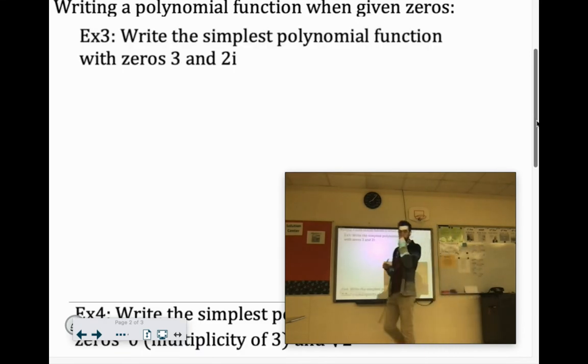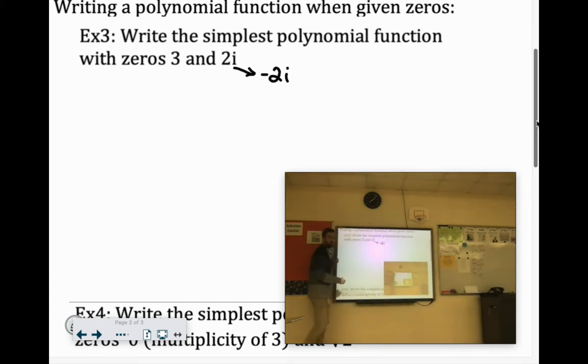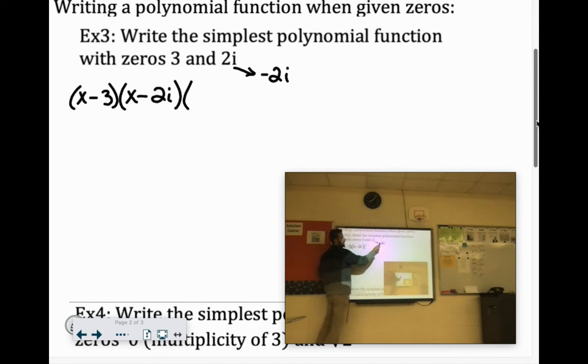So they're trying to trick you. That looks like there's just 2 zeros. But don't forget, if 2i is a 0, that means negative 2i is also a 0. So we would have x minus 3. We'd have x minus 2i, and then we'd have x minus negative 2i, which would turn to x plus 2i.